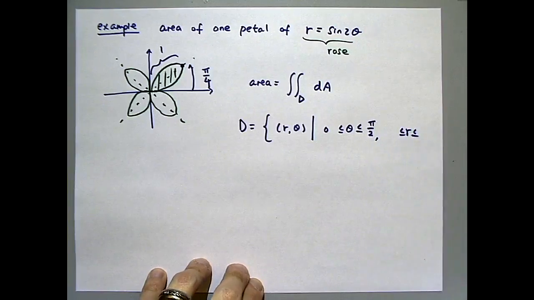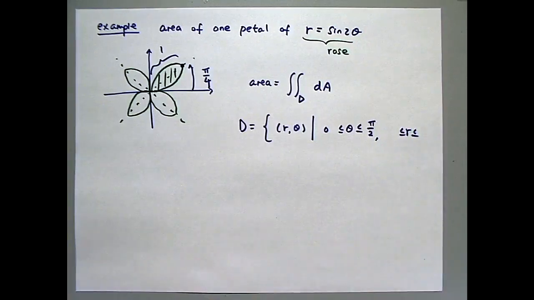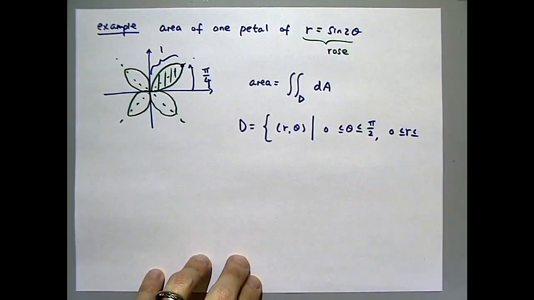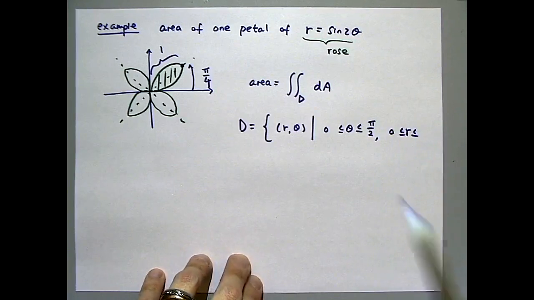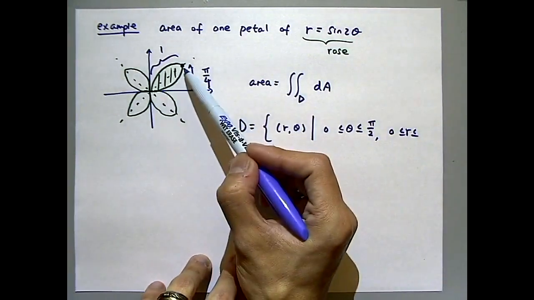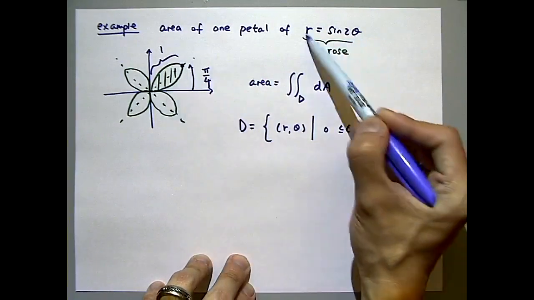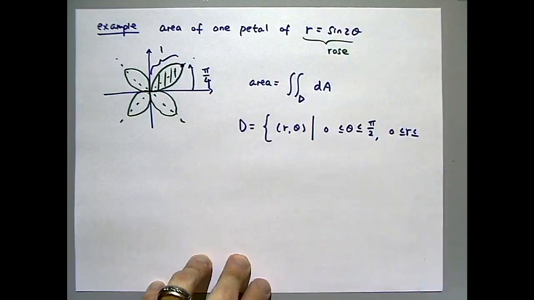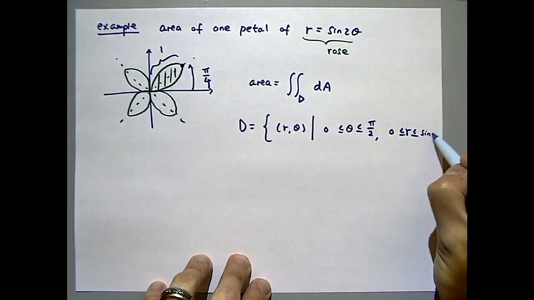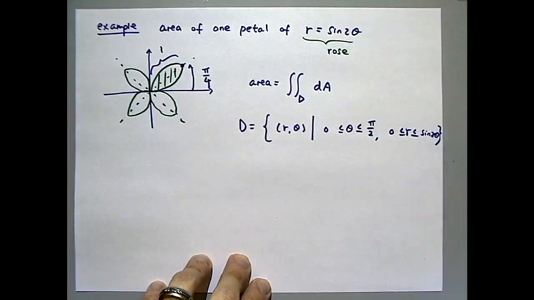And r, where's r going to start? 0. Where is it going to end? Not always 1. It's 1 at a particular point, but in general, it's described by this. So sine of 2 theta. Okay?